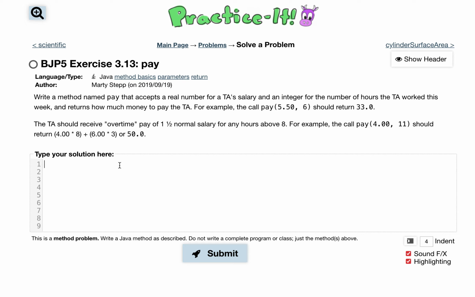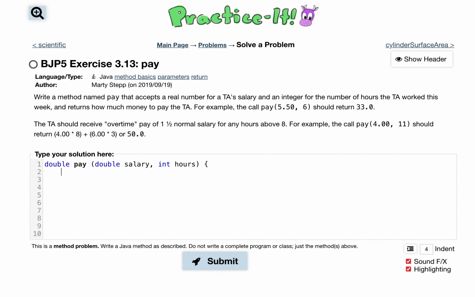First, let's write the signature. So we want it to return a decimal number. So we know that the return should be double. The name is Pay with two parameters. The first one is a double, and it is going to be called salary, and then int hours.